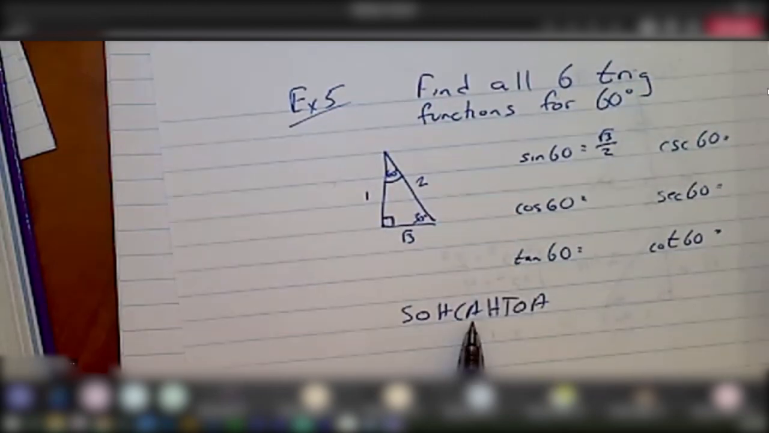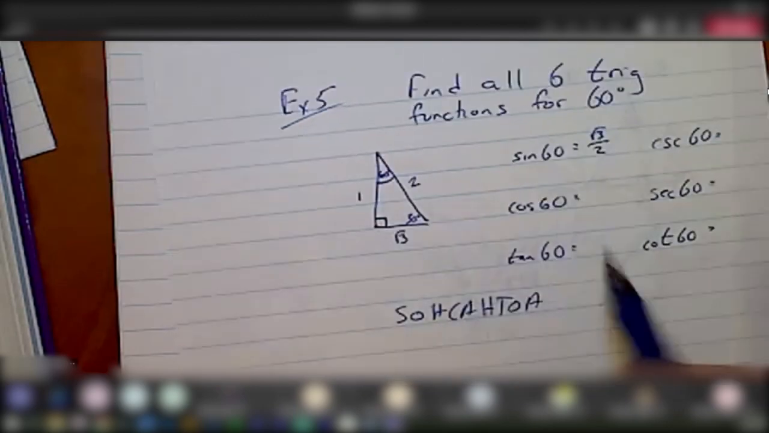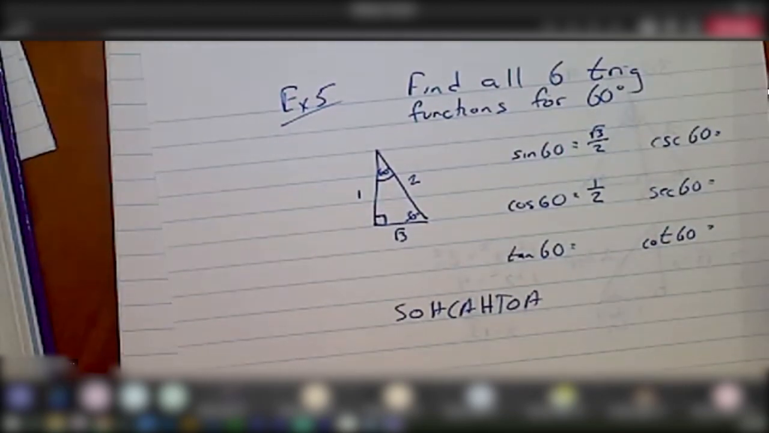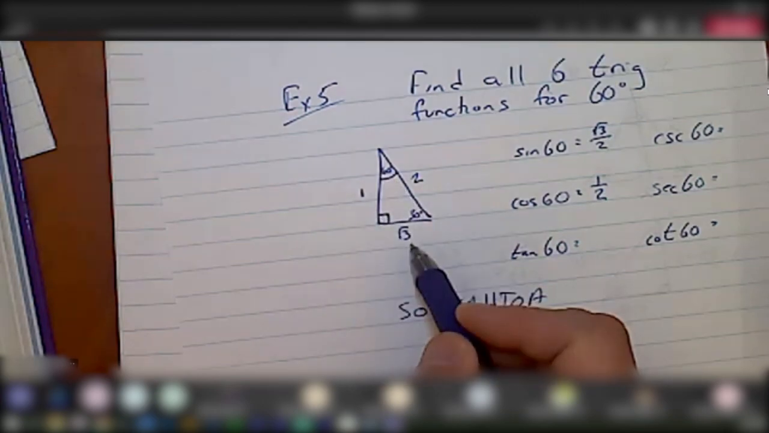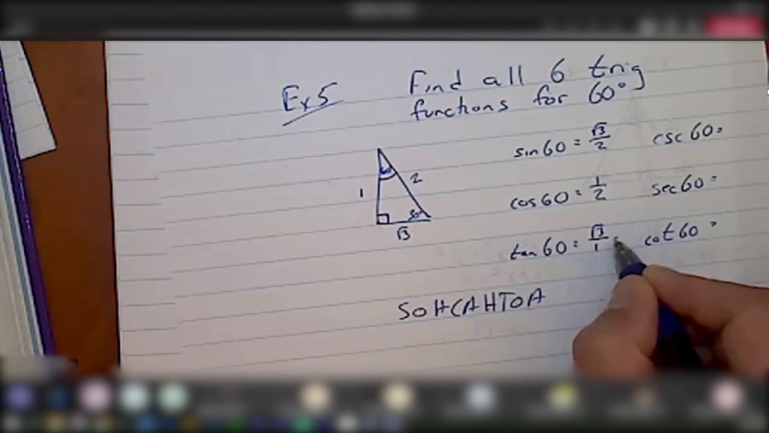Cosine is the adjacent leg. From this 60-degree angle, the adjacent leg is the 1 over the hypotenuse, which is 2. Tangent is the opposite leg over the adjacent leg, which is the square root of 3 over 1, which is just the square root of 3.